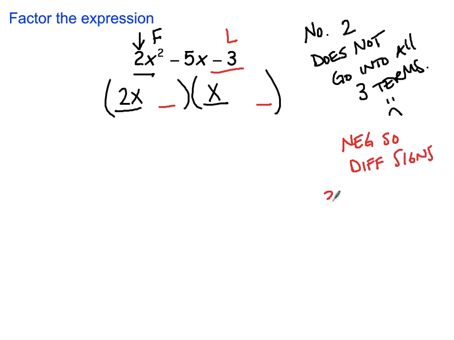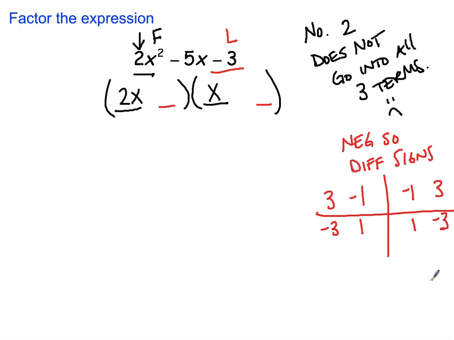So it could be a +3 and a -1. It could be a -3 and a +1. Or the order could change. The -1 could go first, the 3 could go second, or the +1 could go first, and the -3 could go second. So these are all the different combinations we need to look at.